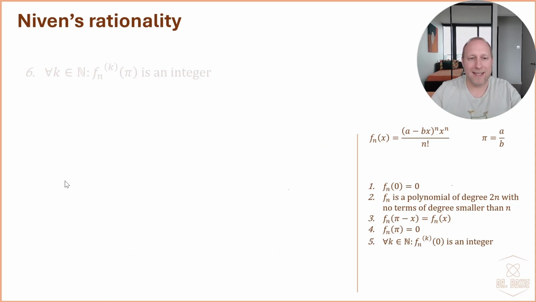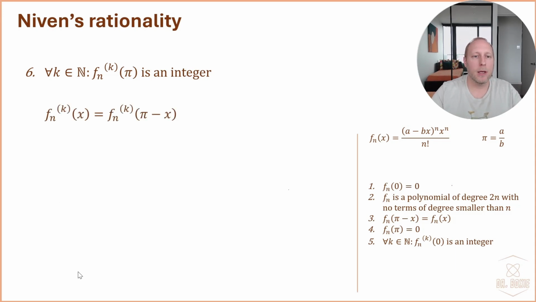We're not done yet. We still need an additional property of fn, namely that its kth derivative also at pi is an integer. Now, once we know that the kth derivative at 0 is an integer, property 5, proving this is not difficult anymore. So we know property 3 tells us that the function evaluated at x or evaluated at pi minus x is the same. But that means that its kth derivative is also the same. Now, fn evaluated at pi minus x is actually a composition of functions, and so for its kth derivative, we need to use the chain rule k times.